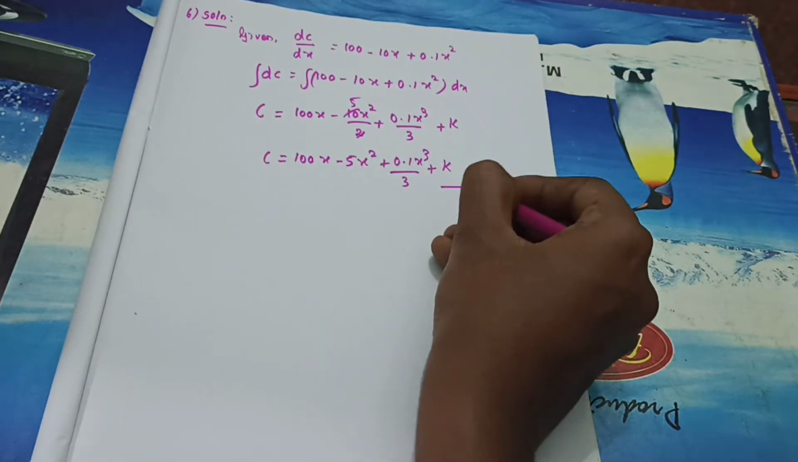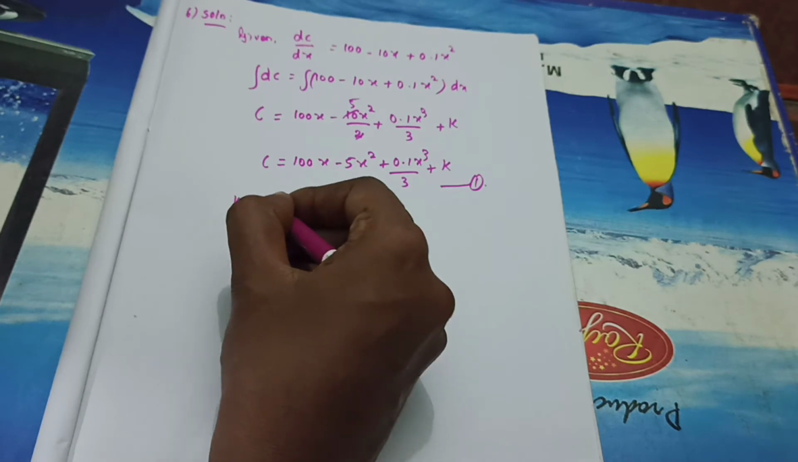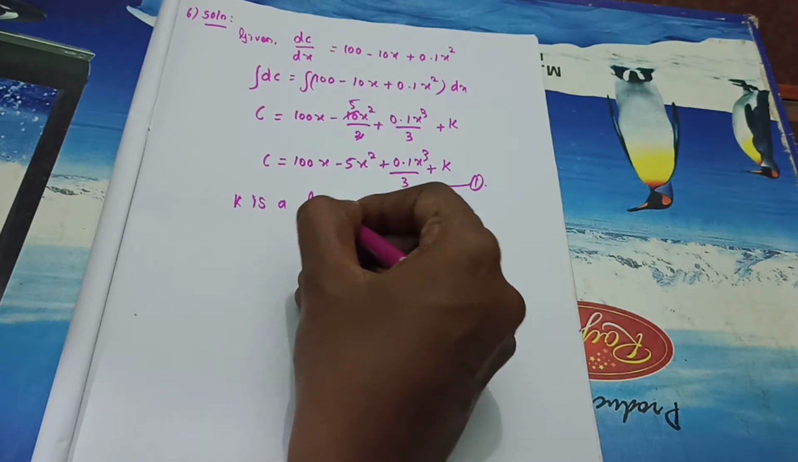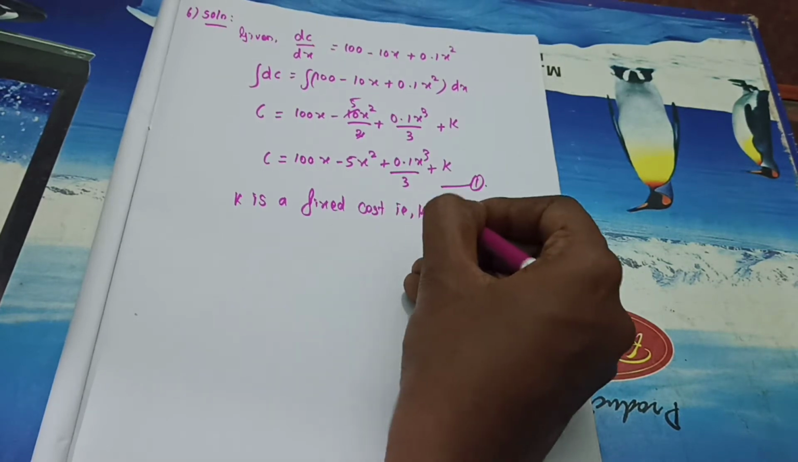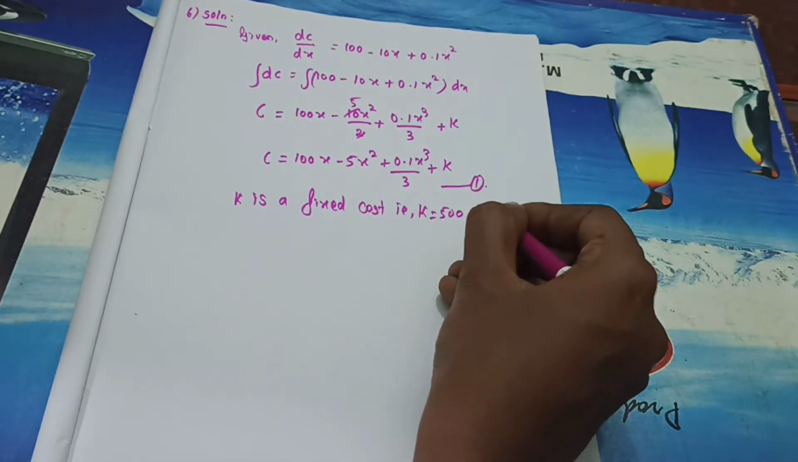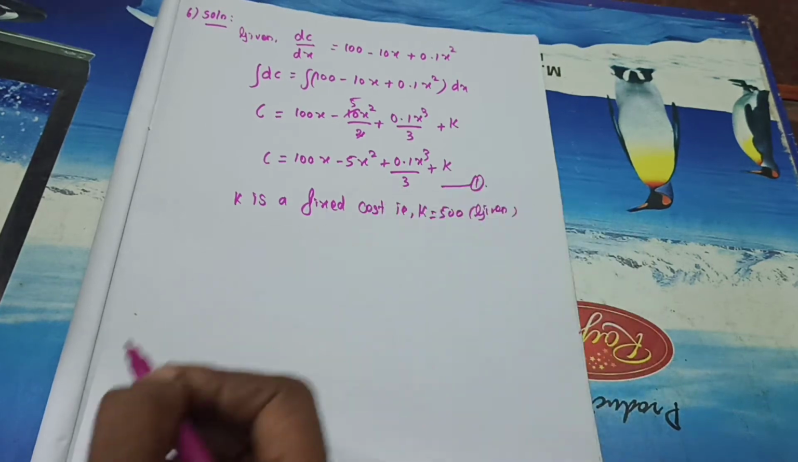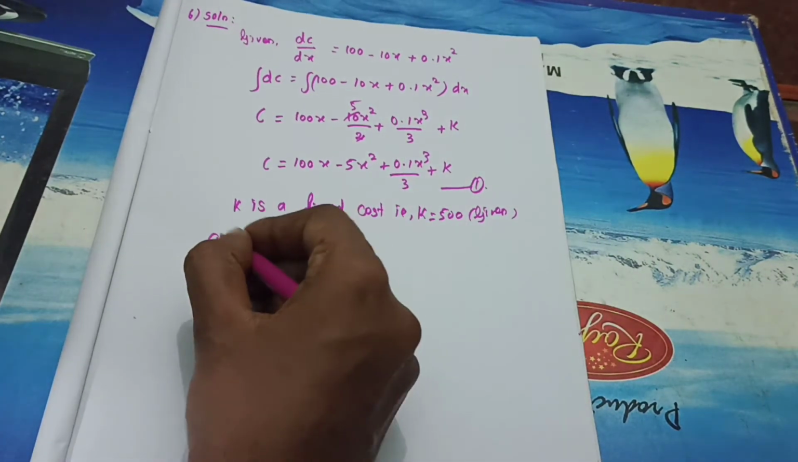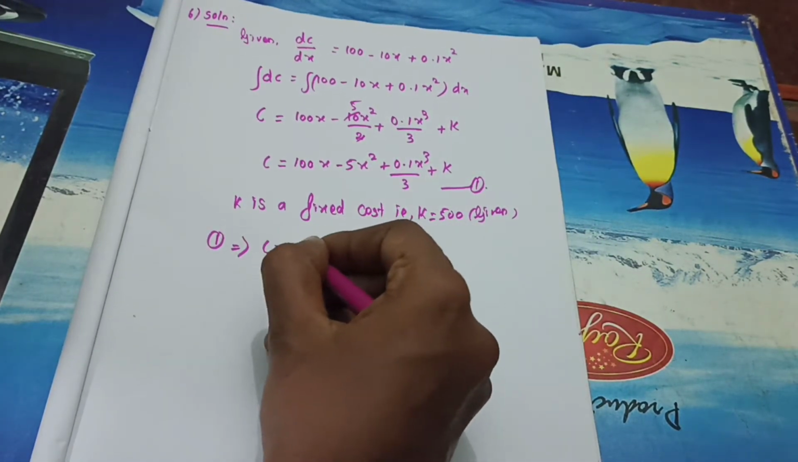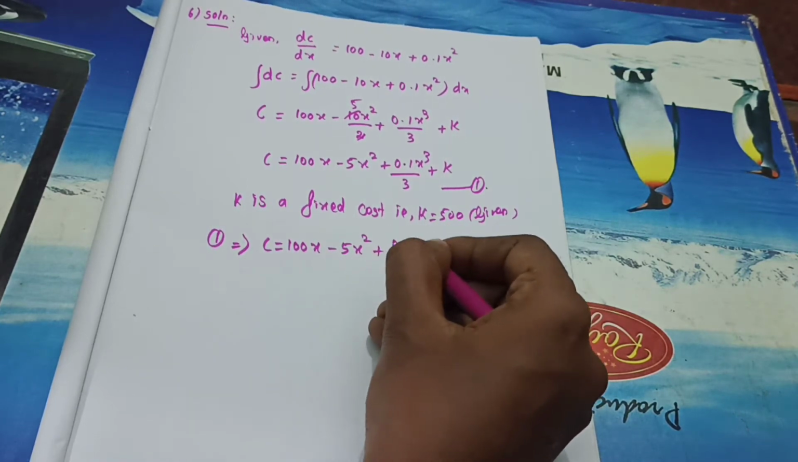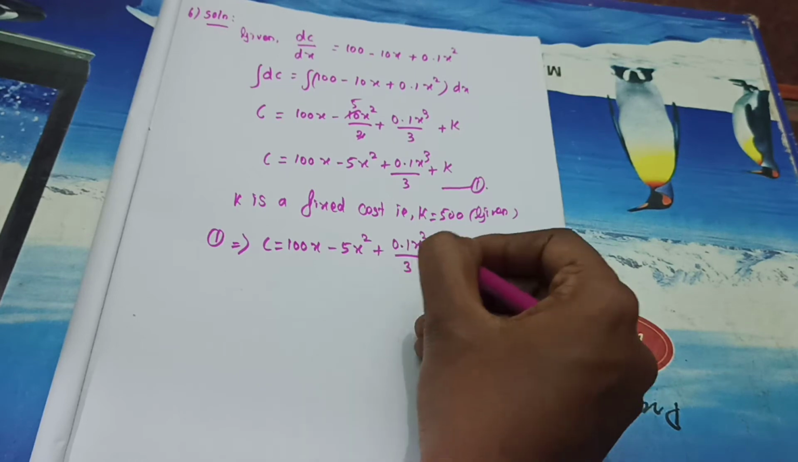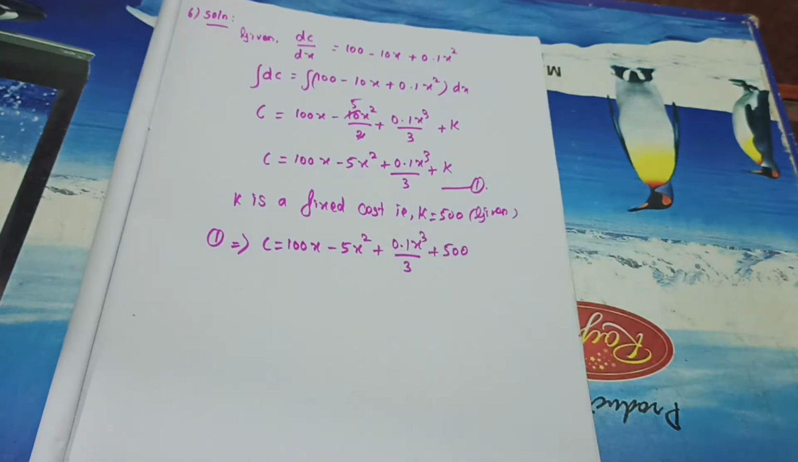So here K is a fixed cost. Okay, K is a fixed cost. The value is given. Fixed cost, that is K is equal to 500. It is given in your question. Okay. Now substitute this value in 1. So C is equal to 100x minus 5x square plus 0.1x cube divided by 3 plus 500.